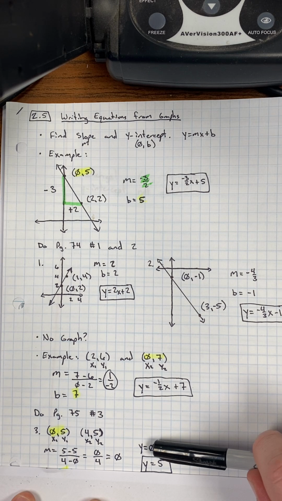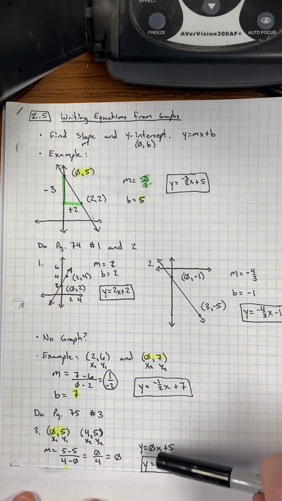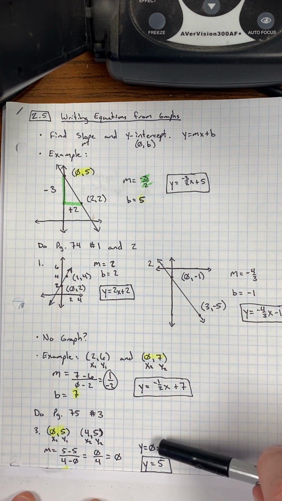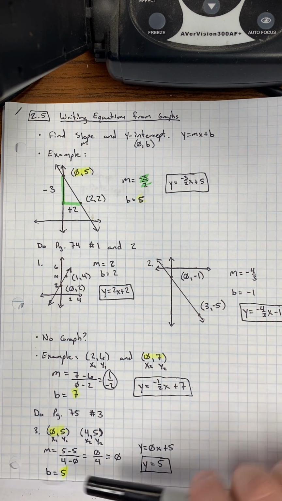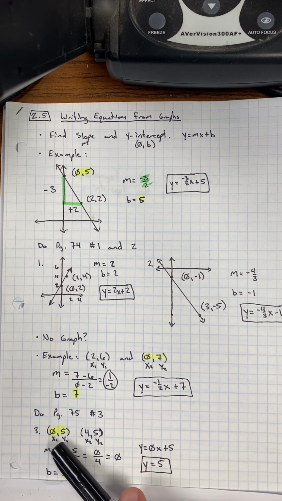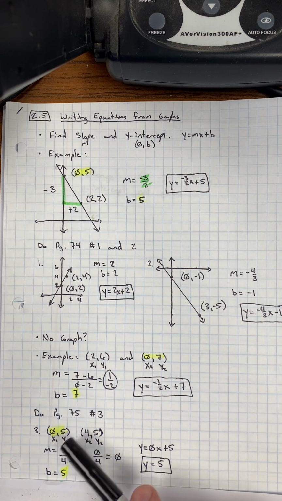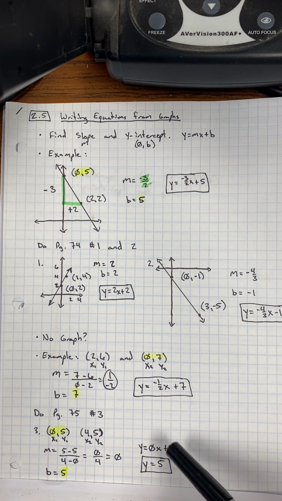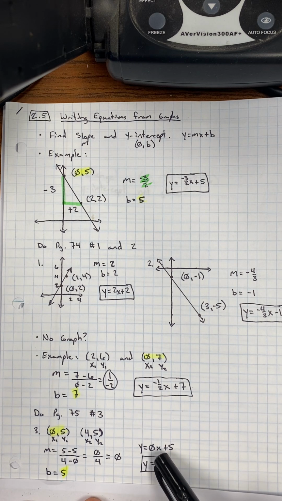So first off, my m value is 0. So I'm plugging it in right here, y equals 0x. And then I'm going to look for my b value, which is going to come from wherever x is 0. What's my y value? It's 5. So I'm going to add 5. Here's the thing though. If I have 0x, this 0 is just going to cancel out the x. If that's the case, then my final answer is just y equals 5.